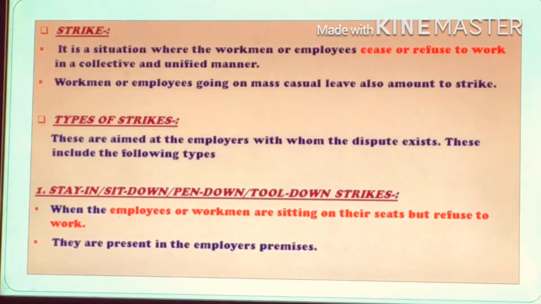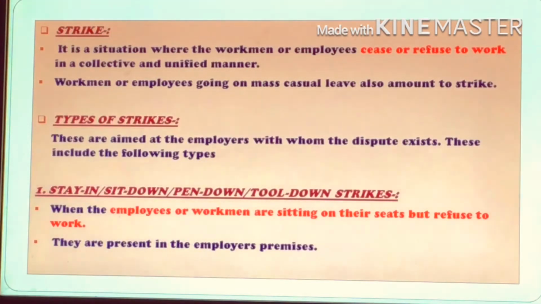Workmen or employees going on mass casual leave also amount to strike. So when workmen or employees go on mass casual leave, it also amounts to strike. Now we'll understand types of strike. So these are aimed at employers with whom the dispute exists. So why are strikes done? When employees or workmen have disputes with employer, they do strike. These include the following types.